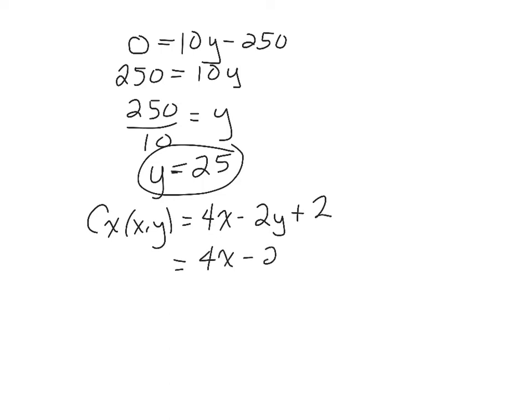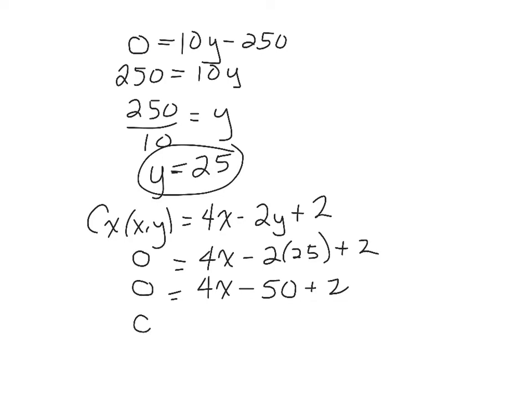For 4x minus 2 times 25 plus 2. So 4x minus 50 plus 2, set that equal to 0. 0 equals 4x minus 48. Add 48 to both sides. Divide by 4 on both sides. We're going to have x equals 12.